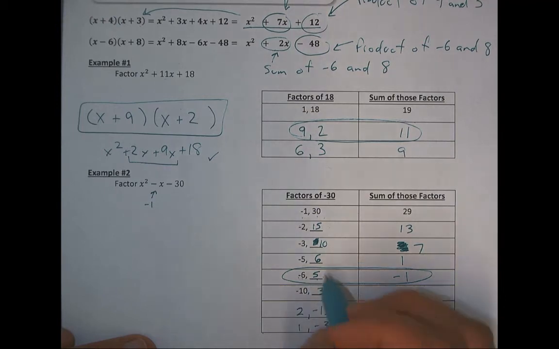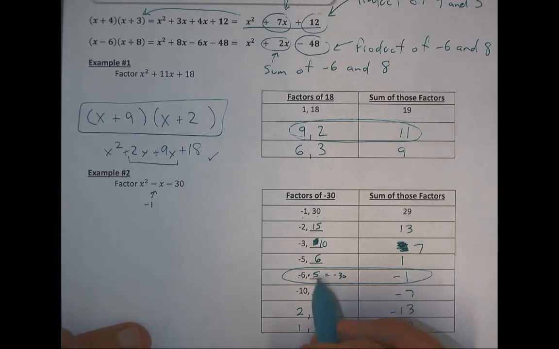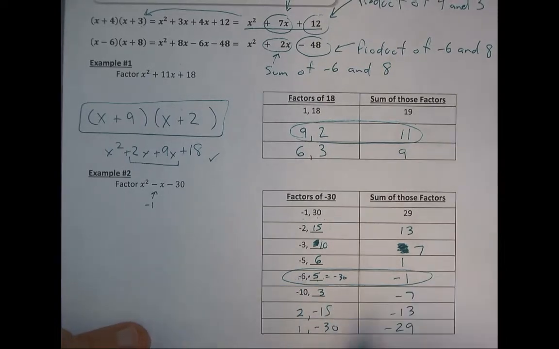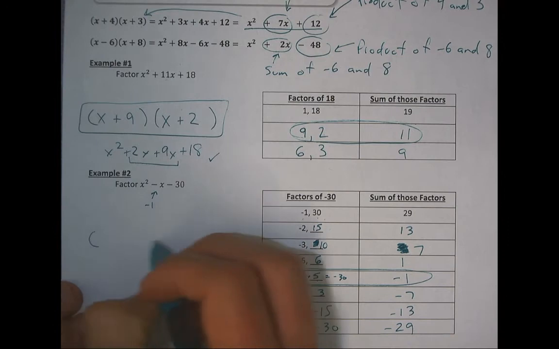So this is what I wanted. When you multiply these together, the product is negative 30, and when you add them together, negative 6 plus 5, you're going to get negative 1. And so that should be my answer.